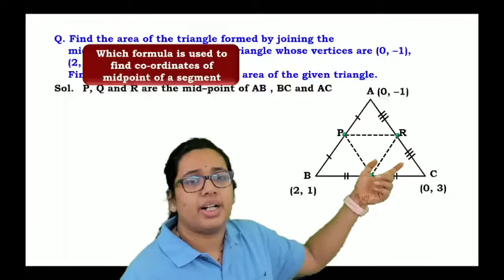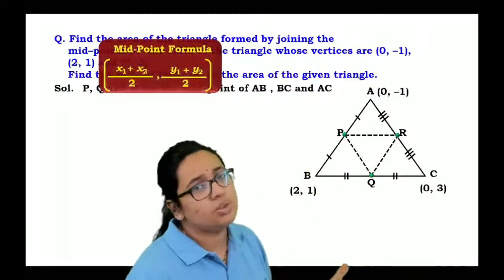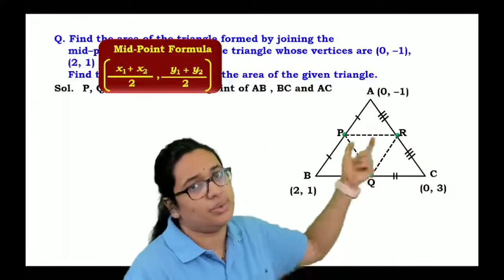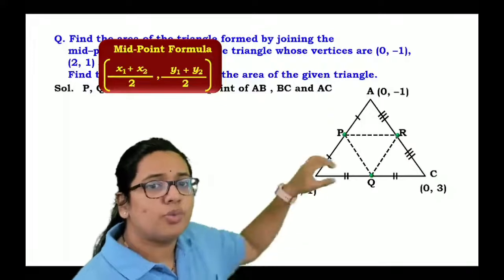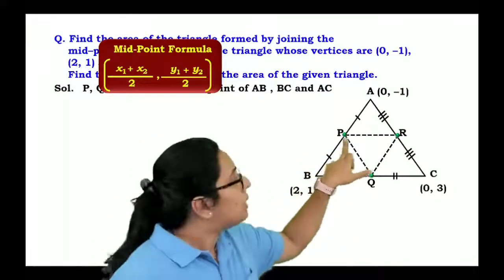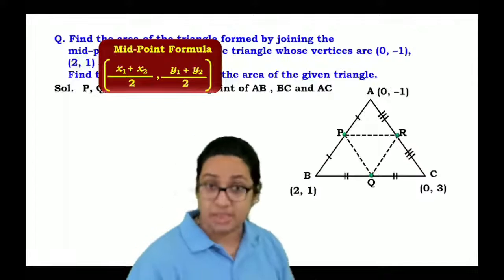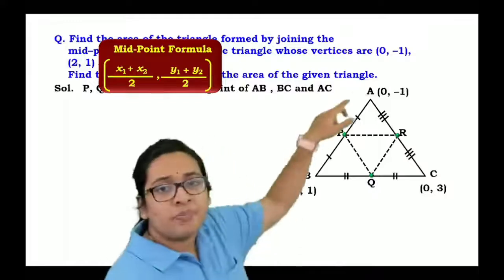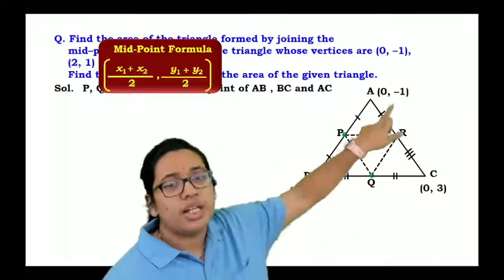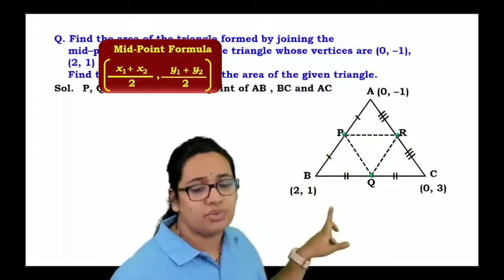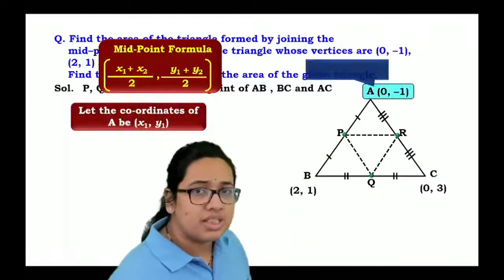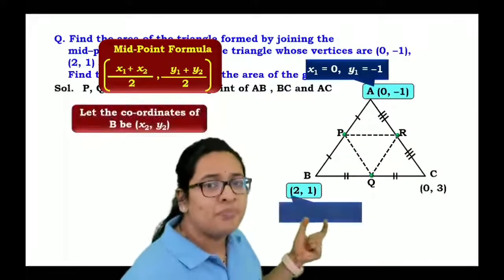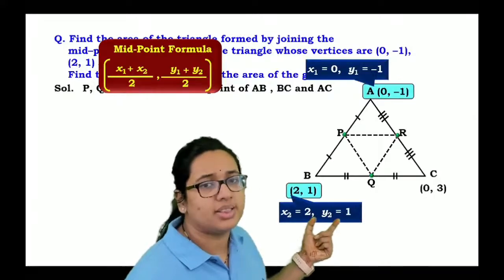So if P, Q and R are the midpoints, using the midpoint formula we can easily find the coordinates of P, Q and R respectively. For P, we take the extreme values of the segment whose midpoint we consider. So we take x1 as 0, y1 as -1, x2 as 2 and y2 as 1.